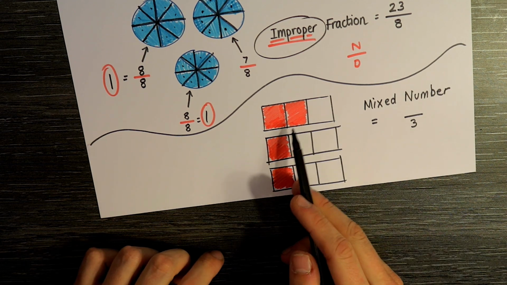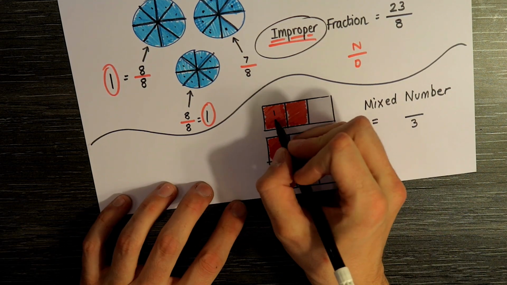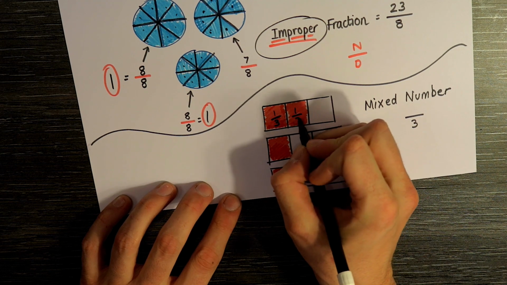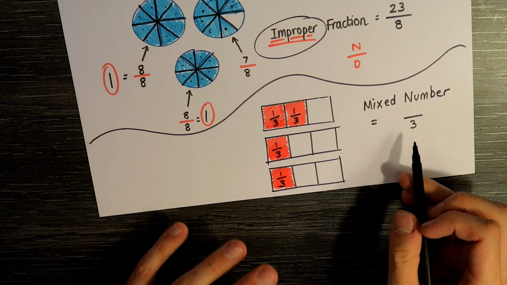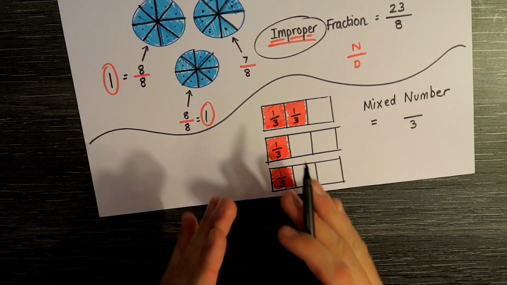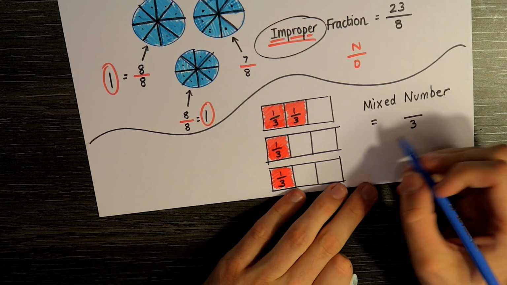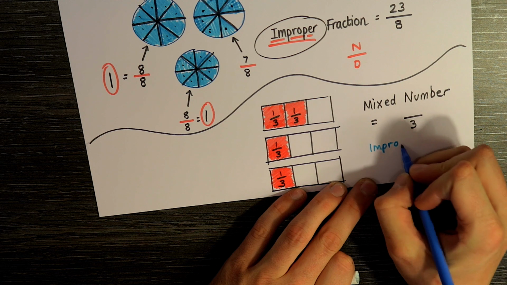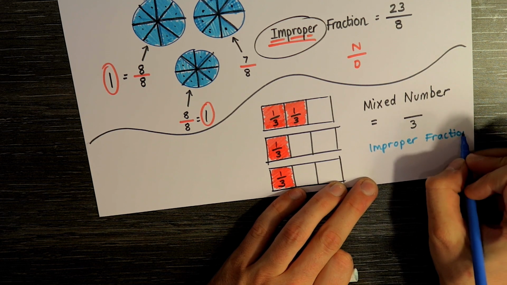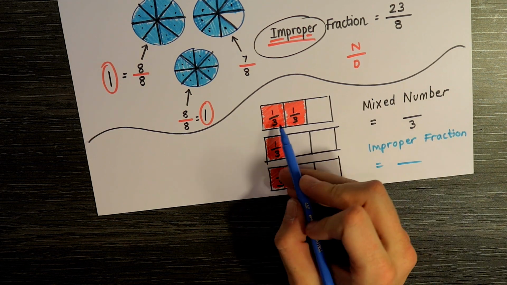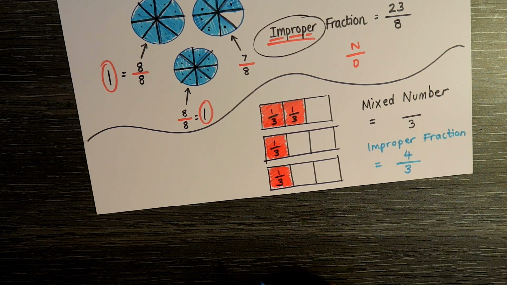Now, looking at the picture, I haven't got a whole chocolate bar yet. I've got 1/3 here, I've got 1/3 here, I've got 1/3 here, and I've got 1/3 here. So I can't actually make a mixed number yet just by looking at it. So why don't I do the improper fraction first? Why don't I just write that the improper fraction is, how many thirds do I have? 1, 2, 3, 4. I have 4 thirds, or 4/3.